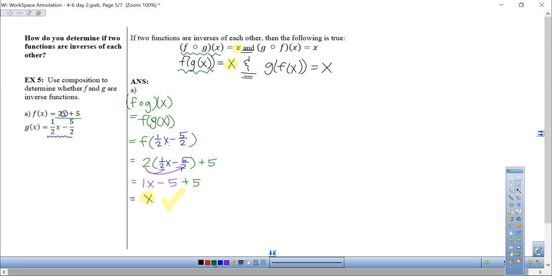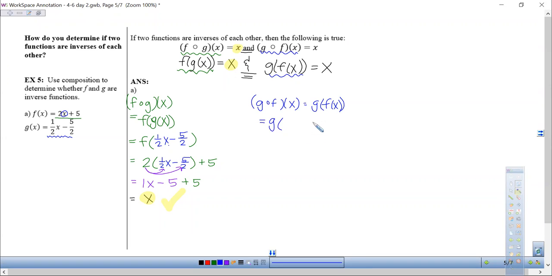However, I also have to check to see if g of f of x equals x as well. Okay, so I have to check g of f of x, or if you prefer, g of f of x. Meaning, I have to take g and plug the equation for f in. f is 2x plus 5.